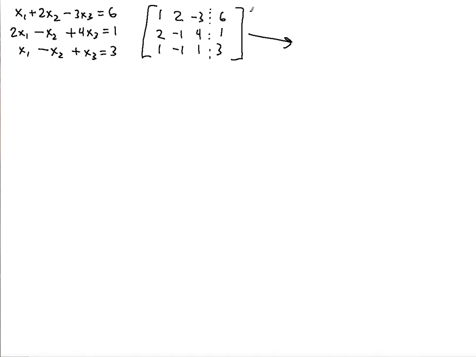So 2 times row 1. No, I should start from row 2. So row 2 minus 2 times row 1. Okay? Row 3 simply minus row 1, subtracting the first row from the third. Okay, so these two operations will make sure that the starting values of the second row and the third row will be 0, and that's exactly what we want.